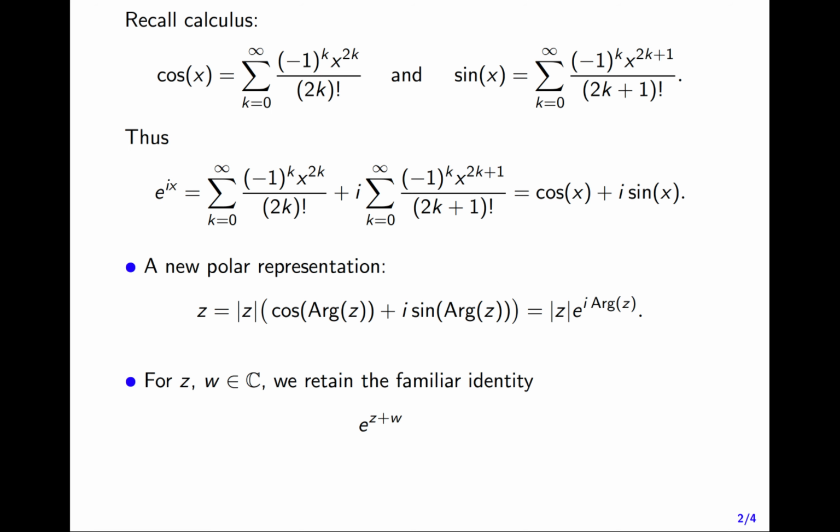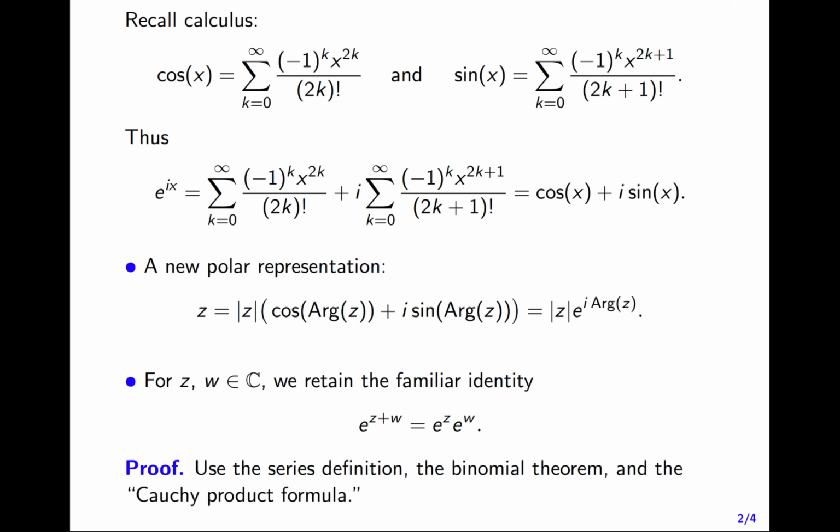We retain a very familiar and useful property, the sort of additivity, multiplicativity of the complex exponential. If you have two complex numbers z and w, then e to the z plus w is the product e to the z times e to the w. And you prove that using the series definition of e to the z plus w, the so-called binomial theorem, and the so-called Cauchy product formula, which we'll meet at the end of the course when dealing with series solutions of differential equations. Take my word for it, just trust that e to the z plus w is e to the z times e to the w for all complex numbers z and w.